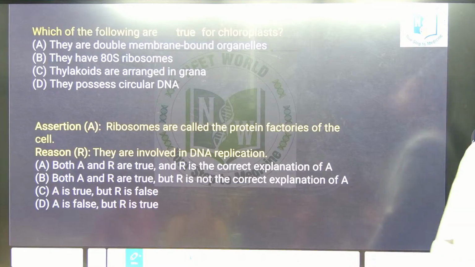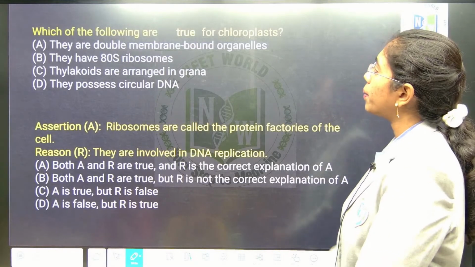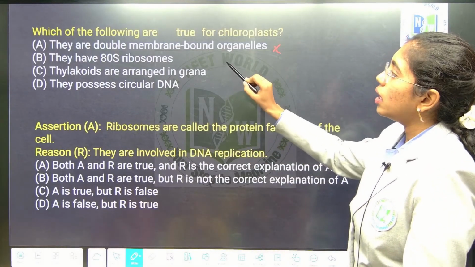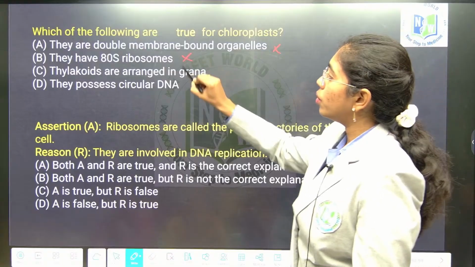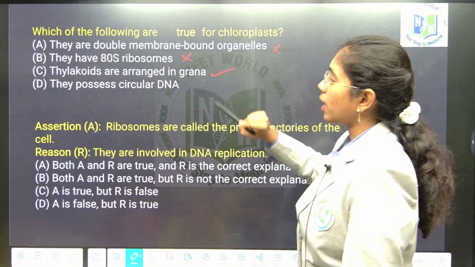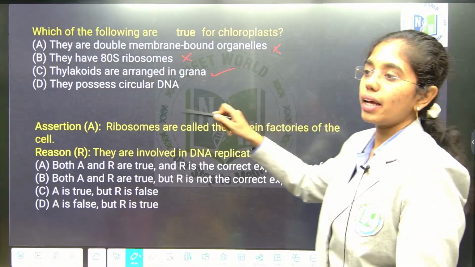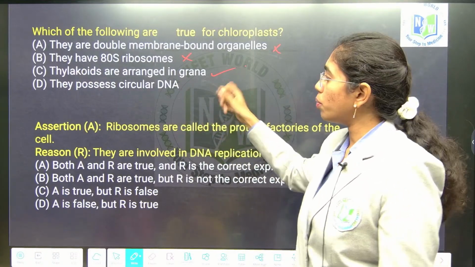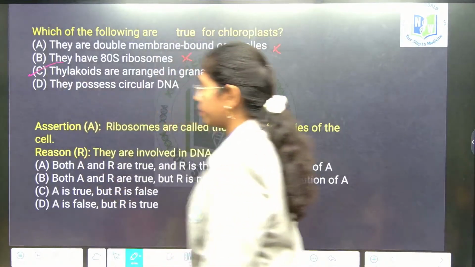Which of the following are true for chloroplasts? They have double membrane bound organelles. Chloroplast itself is an organelle. They have 80S ribosomes. No. Thylakoids are arranged in grana. True. They possess circular DNA. He didn't mention whether it is single or double strand. So the more evident option is C.